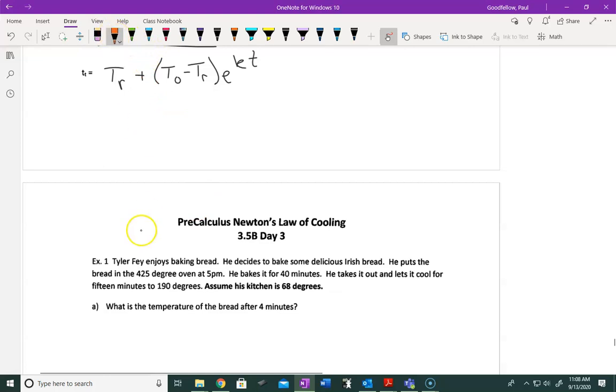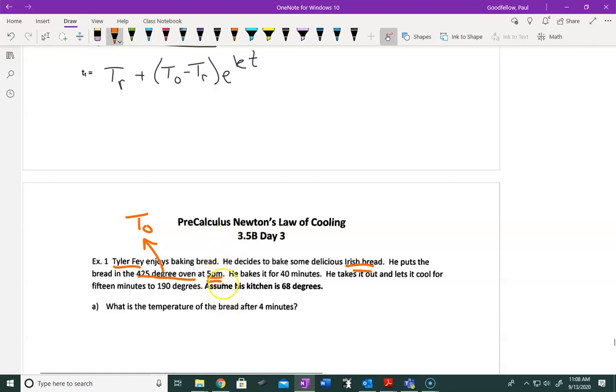So Tyler Fay enjoys baking bread, so he decides to make some delicious Irish bread. Good for him. And he puts the bread in a 325 degree oven. Now, we're going to highlight things as we go along here and understand what they really mean. The oven temperature that you're putting it in is exactly the temperature that the bread would come out at in the initial amount. So this is T sub O. You're talking about 425 degree bread once it was removed.